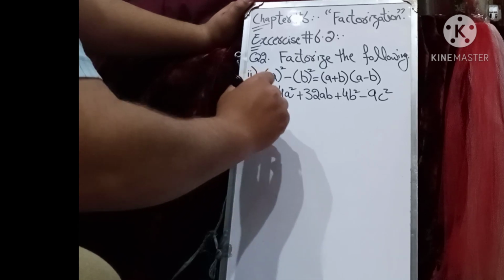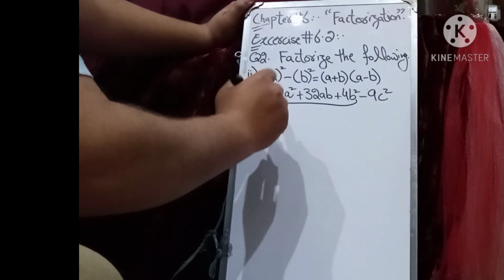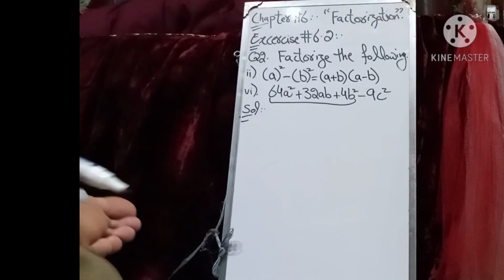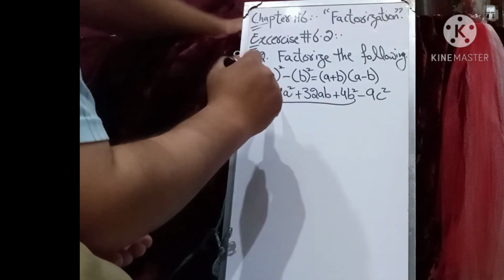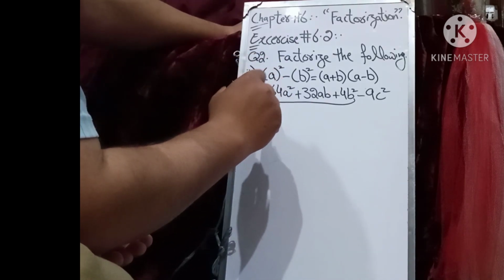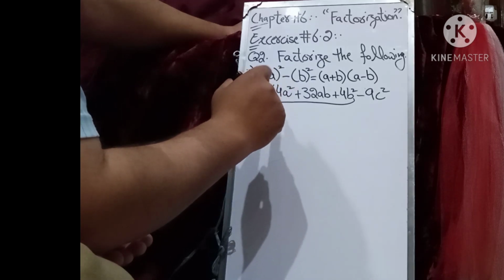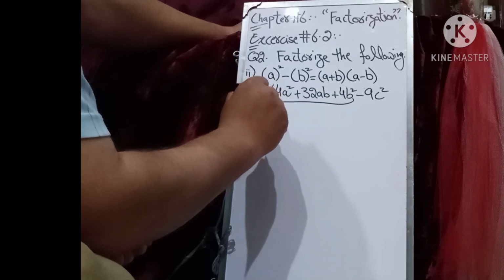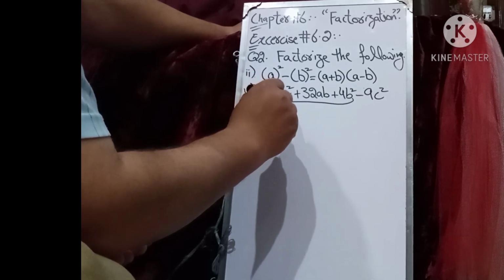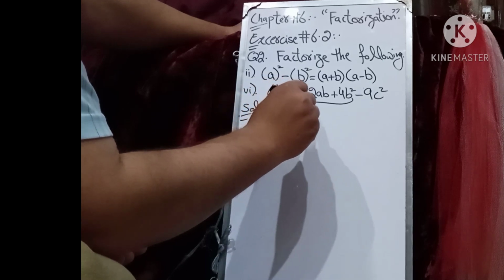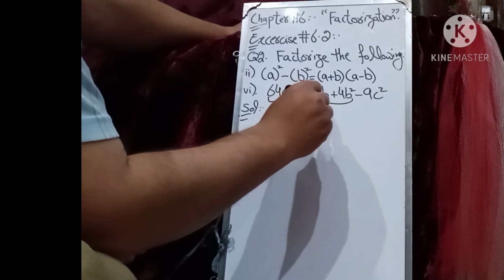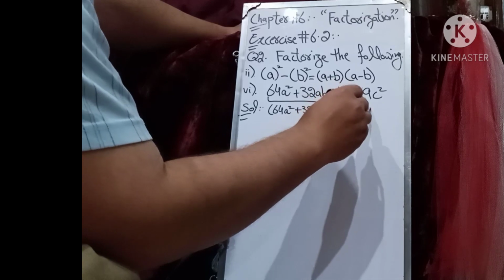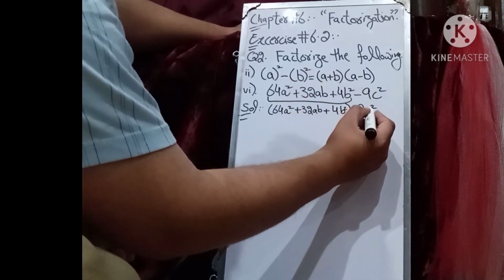In the next part we have 64a square plus 32ab plus 4b square minus 9c square. And you can see that I wrote an underline over here on the first three terms. Why? Because we are going to make it a perfect square. So you know that 64a square plus 32ab plus 4b square.